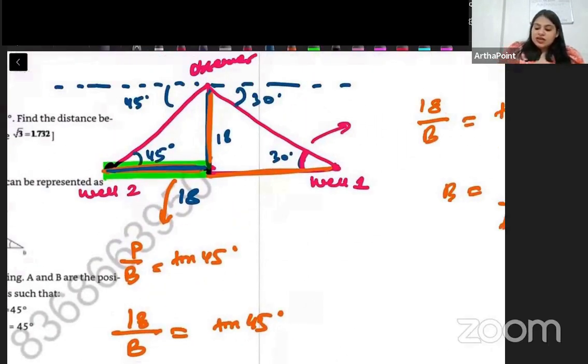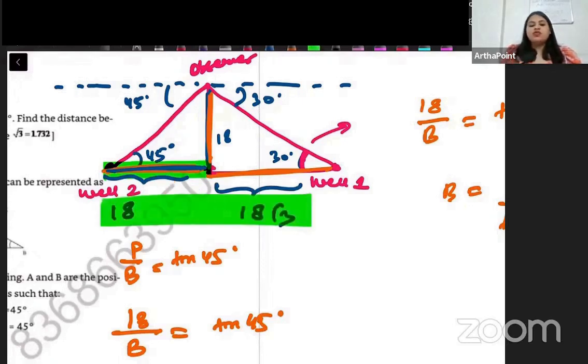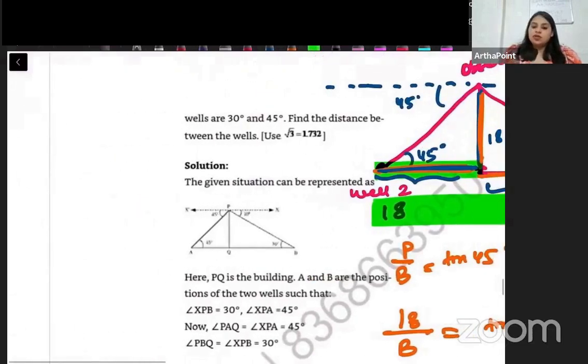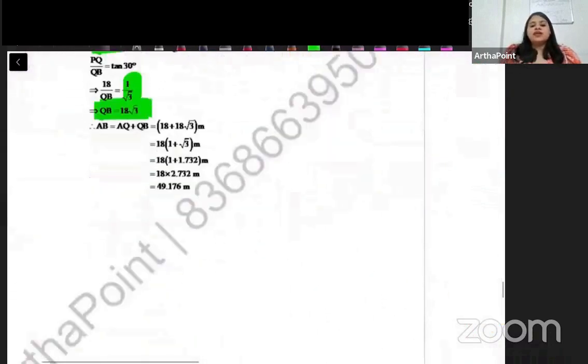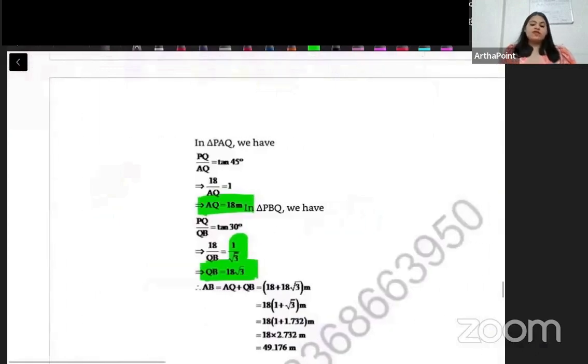Now it is pretty simple. We know that this is 18, which we found, and this is 18 root 3. So what is the distance between the two wells? Add the two together: 18 plus 18 root 3. That will be the distance between the two wells. They've already given you the value of root 3, so you can just put that in and get the answer. This is the application of trigonometry. I hope this can come in the exam where you talk about the angle of elevation and depression. I hope this is clear to you.